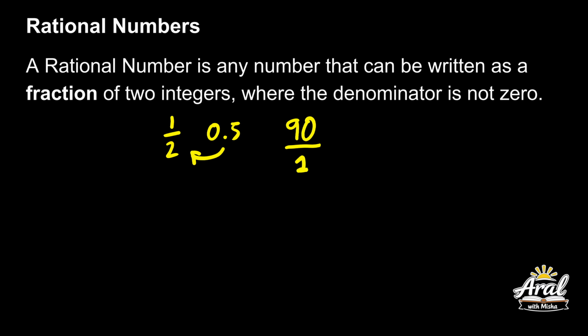Okay? And 1/3, okay, 1/3. What is 1/3? That's actually 0.33 with a bar on top. That means it's repeating to infinite. 0.333333. So pwede yan siyang it's repeating. So if it's repeating, it's a rational number. Okay?